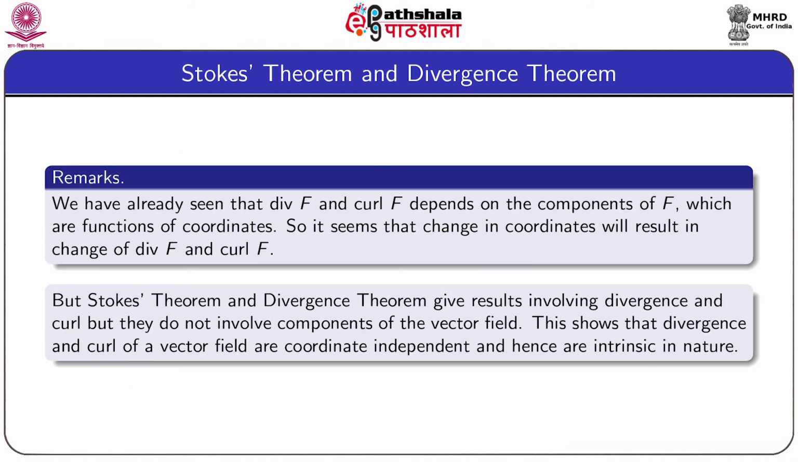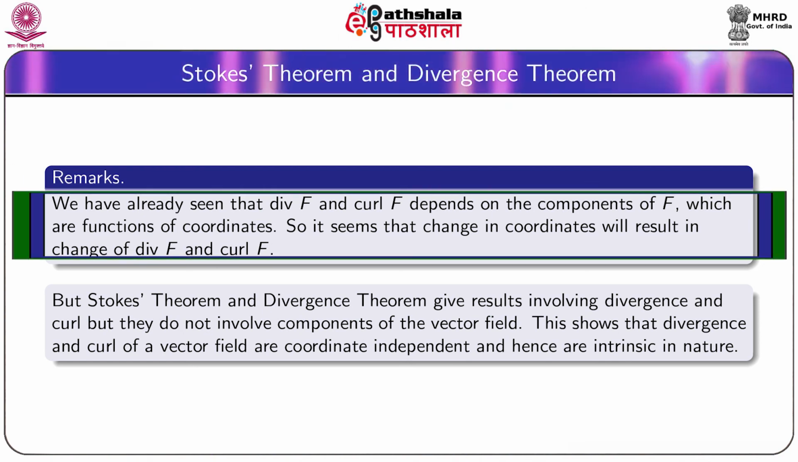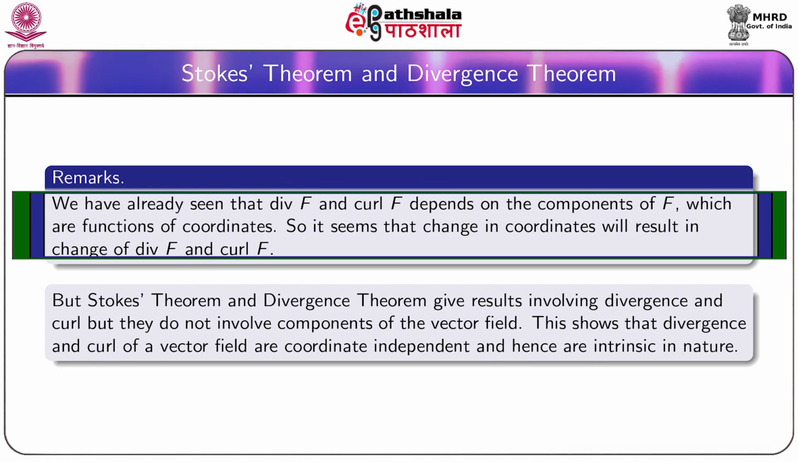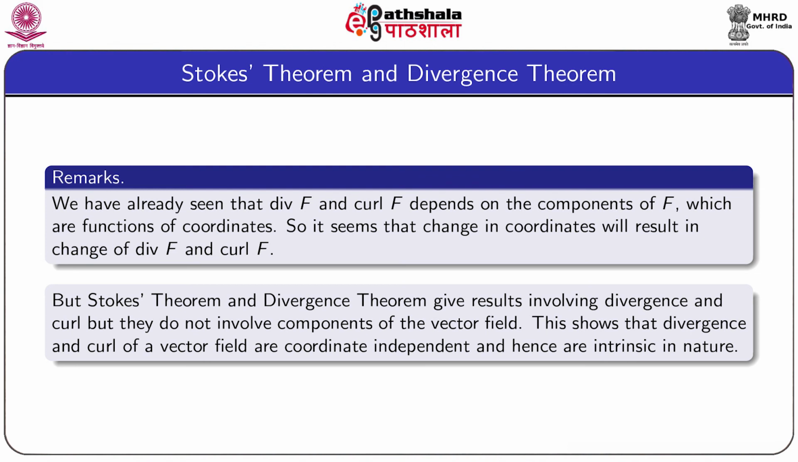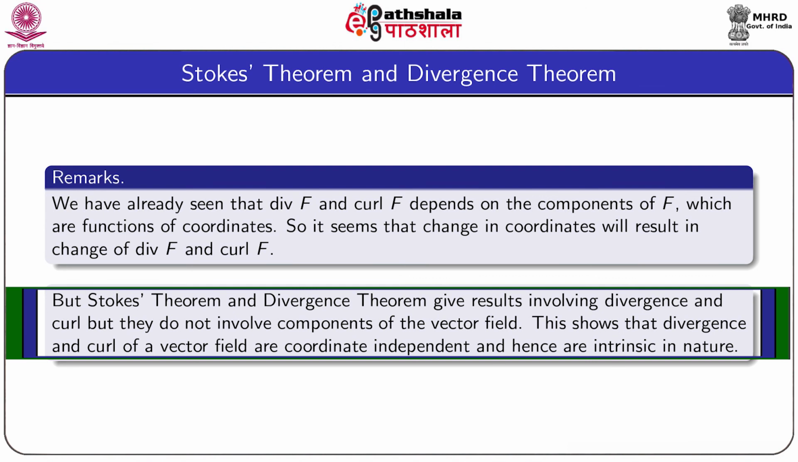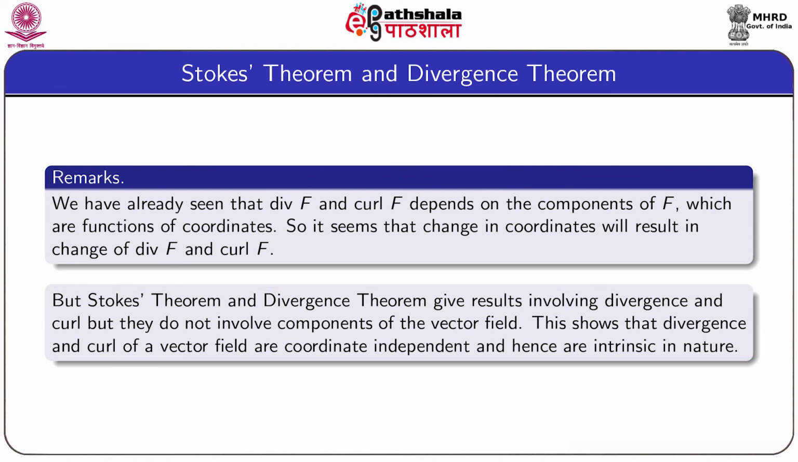We have already seen that divergence f and curl f depend on the components of f, and the components of f are functions of coordinates. So, it seems that change in coordinates will result in change in divergence f and curl f. But Stokes theorem and divergence theorem give results involving divergence and curl, but they do not involve components of the vector field. This shows that divergence and curl of a vector field are coordinate independent and hence are intrinsic in nature.